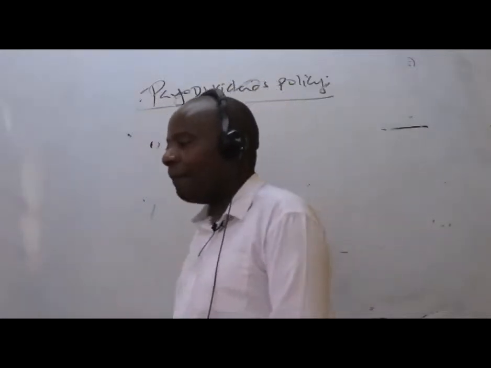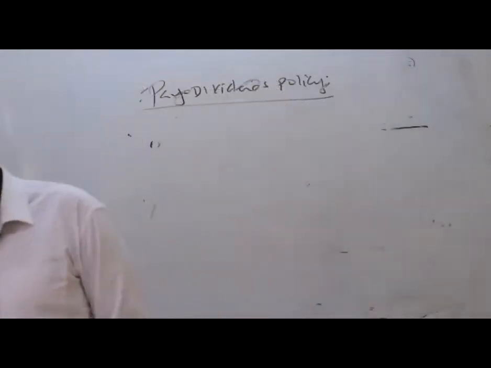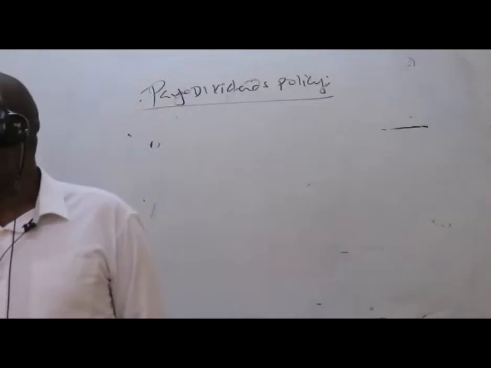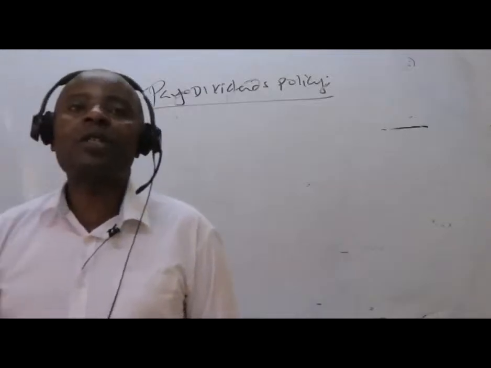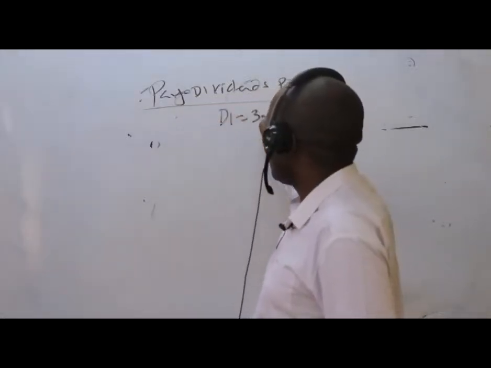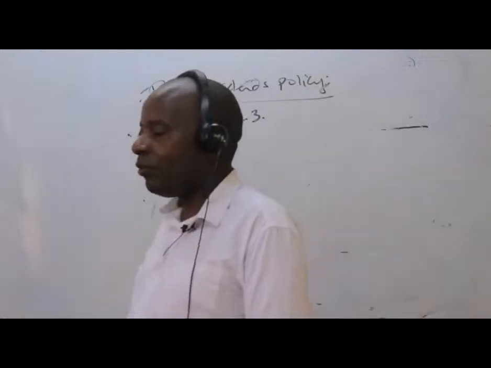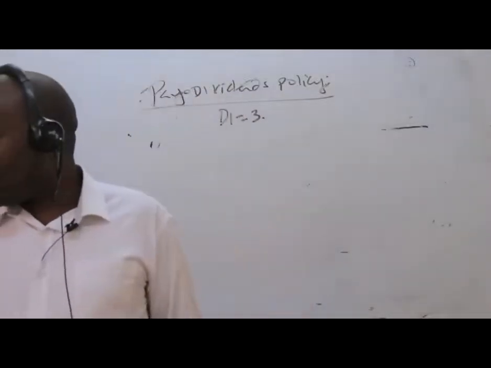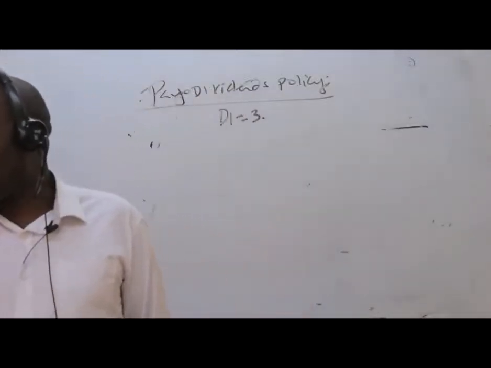So I'm giving you a minute. You try that. So remember, we are paying dividends of how much? We are paying dividends of 3. So D1 is 3. I'm giving you exactly 2 minutes. You try doing that as we wind up on this class.